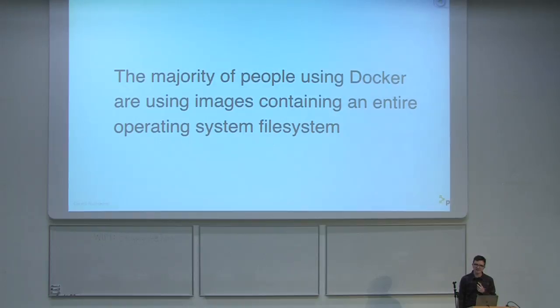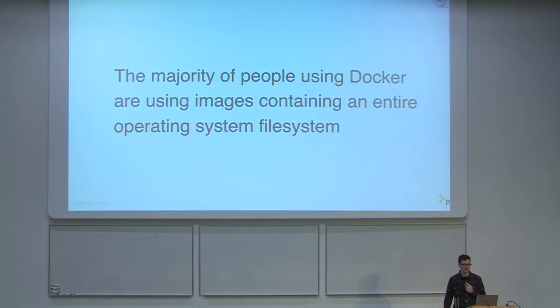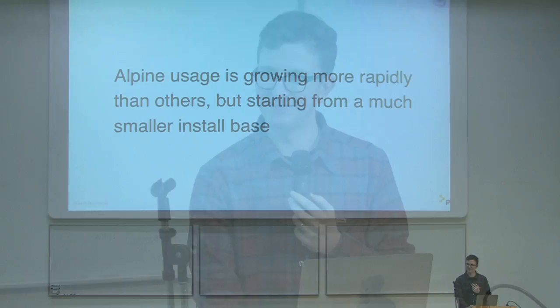So that's a lot of data. And I think it points to a few things that then lead to some problems, that then lead to hopefully some solutions, which is the thread of this talk. The majority of people using Docker are using images containing an entire operating system file system. And you can argue, stop doing that. But honestly, that's what the internet is doing, and it's probably going to continue doing so, which I know is going to upset some people in particular.